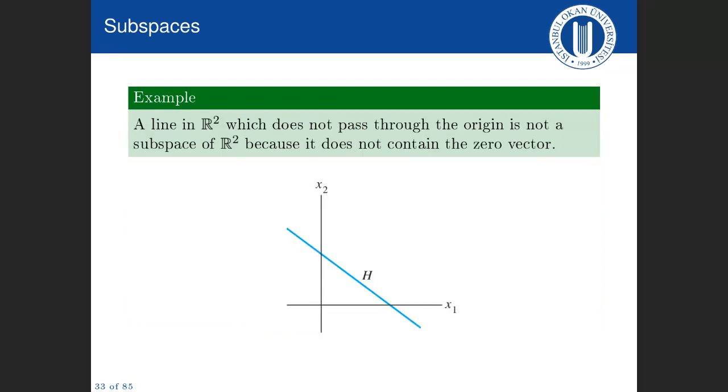A line in R2 that does not pass through the origin is not a subspace of R2 because it does not contain the zero vector. One of the axioms was that there must exist a zero vector. Anytime I give a vector space like here, and I don't explicitly say what vector addition and scalar multiplication mean, then you should assume that it's just the obvious ones.